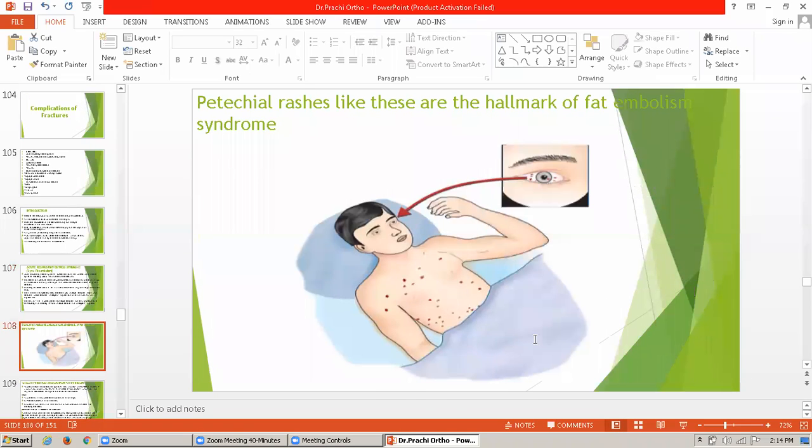This is a diagram of the petechial rashes, which are the hallmark of fat embolism syndrome. It is seen in the eyes also.